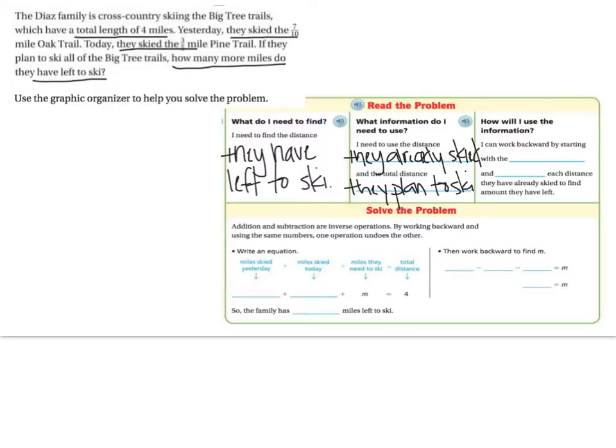The distance that they've already skied is going to be the 7/10 and the 3/5. The total distance they plan to ski is going to be the 4 miles.